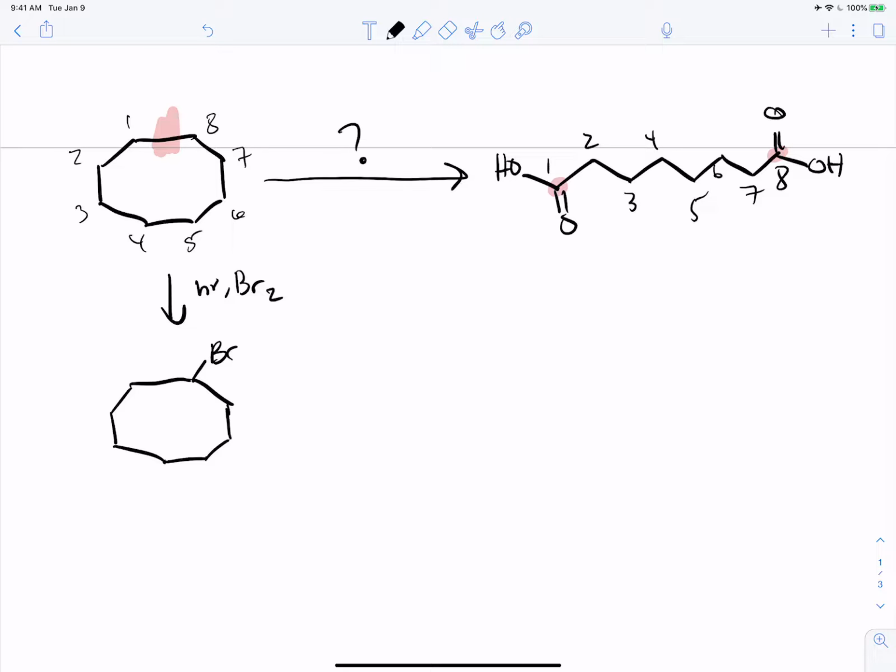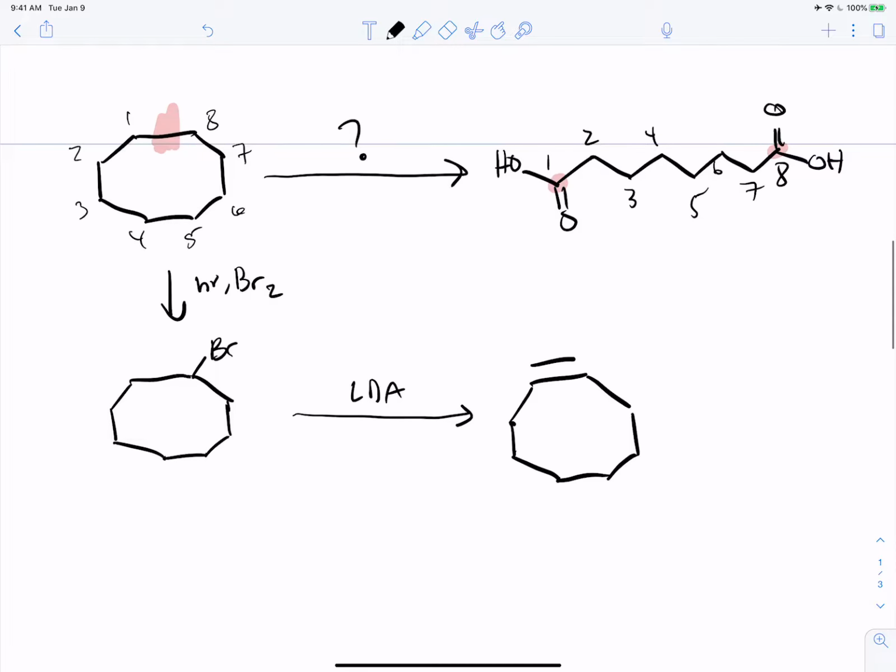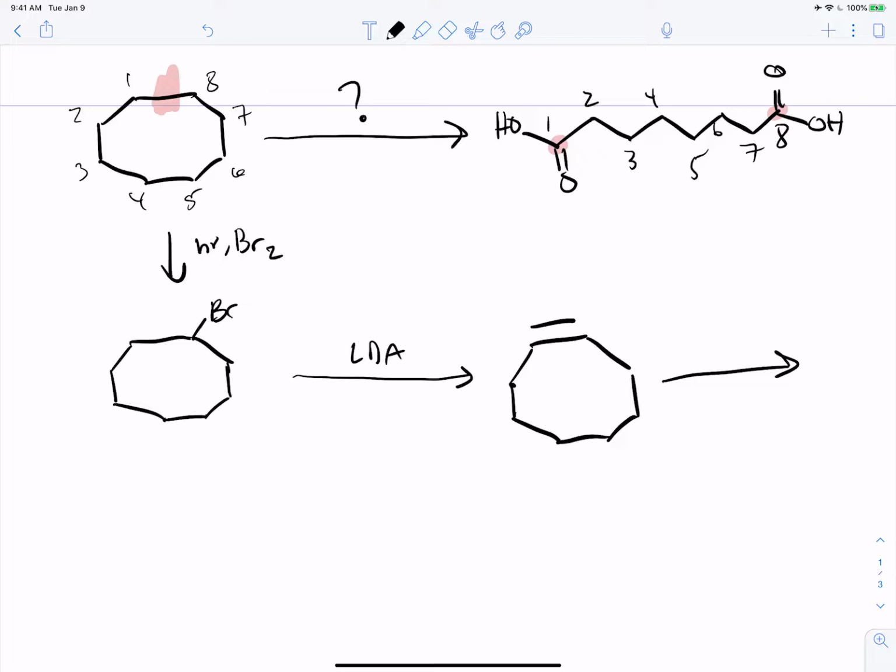And I want to push this towards a carboxylic acid. So there's a couple of ways you could do this. I think the safest way is probably to use LDA. That gives you an alkene. And then you could cleave that using ozonolysis. So again, I know to use ozonolysis here because I know a carbon-carbon bond is breaking, and that's the only way I know how to break carbon-carbon bonds.